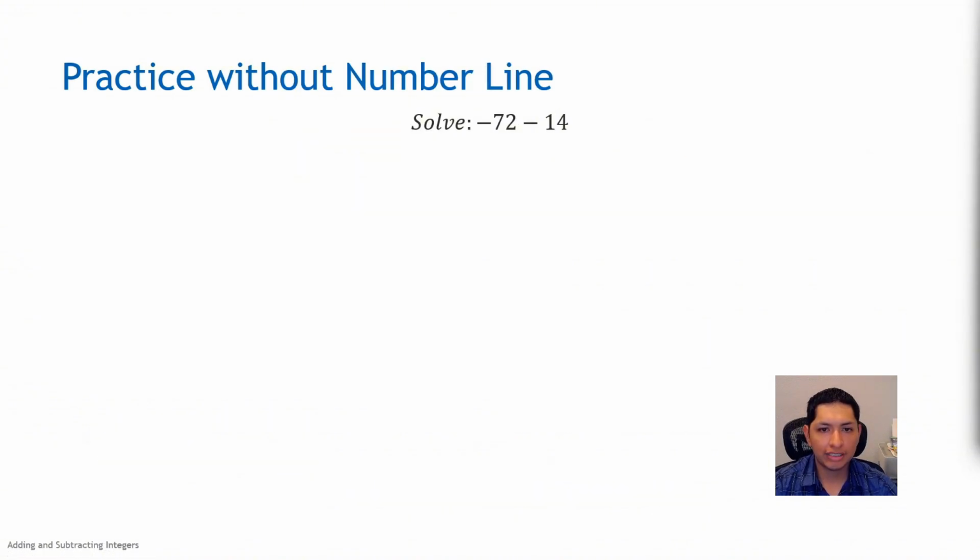And finally, let's practice one without the number line. Let's solve -72 minus 14. It is a subtraction problem, so the first thing I'm going to do is convert it into an addition problem.